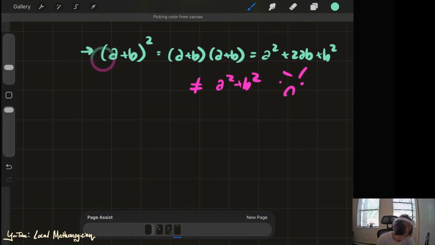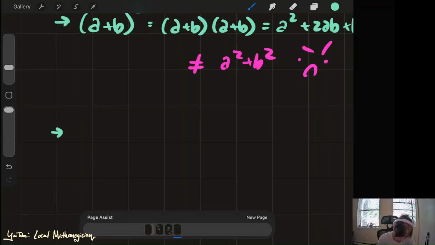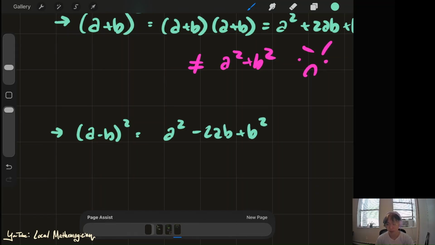What's your option number 2? Option number 2 is you're looking at a minus b squared. And I'm going to have you guys do it out really quick. Hit pause, come back, and if you're back, you should have a squared minus 2ab plus b squared. Okay?